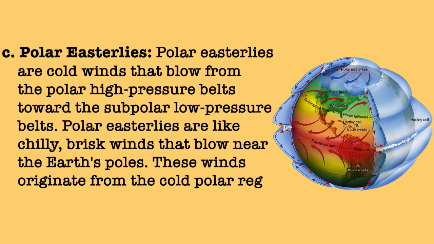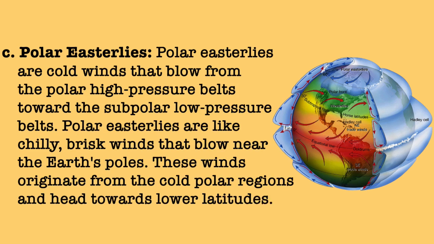Next is polar easterlies. Polar easterlies are cold winds that blow from the polar high pressure belts toward the subpolar low pressure belts. Polar easterlies are like chilly, brisk winds that blow near the Earth's poles. These winds originate from the cold polar regions and head towards lower latitudes. They get their name because they blow from the east to the west, opposite to the prevailing westerlies.